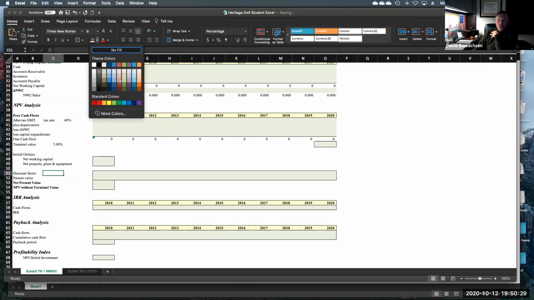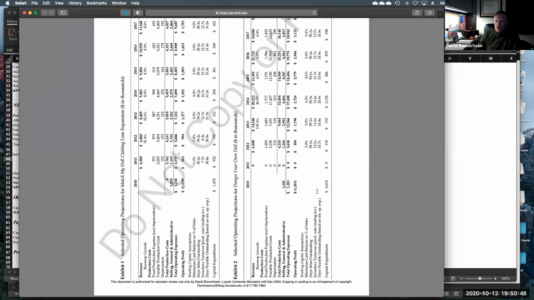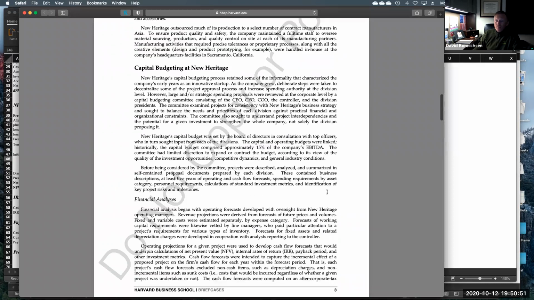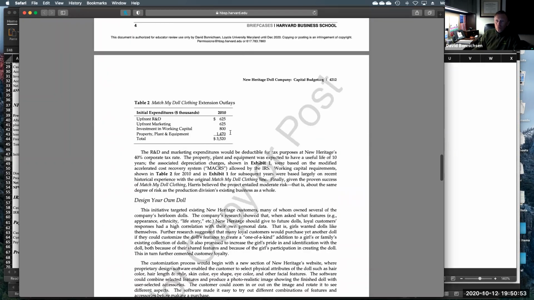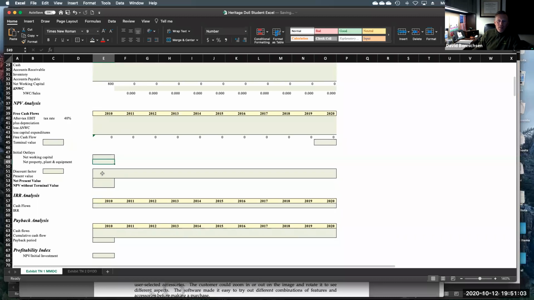And based upon what you found within the case, okay, within the case, sorry, I gave you 2 free answers there. I hope somebody was paying attention, right? You'll have the initial net working capital outlays, right? You were given that. If we go back to the project, the Match My Doll, right? You're told what the investment in working capital is. You're told what the investment in PPE is. So you've got that number. You've got that number, okay?